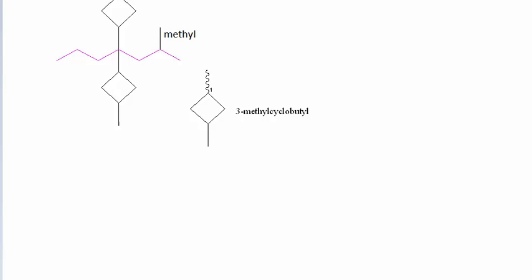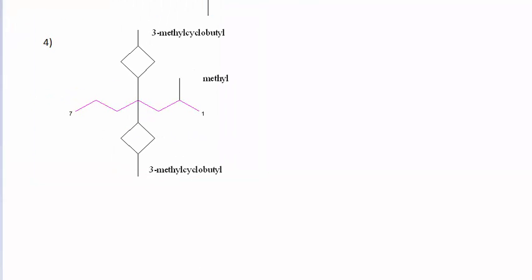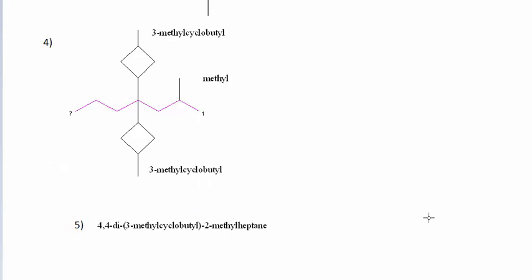So you're looking at something like this, and then you glue all the pieces together in the way that you usually do. You know it's a heptane, so that's going to be in the back, and your final answer is going to be this somewhat complicated 4,4-di-3-methyl-cyclobutyl 2-methylheptane. And remember, these 4's go before the 2 because of alphabetical order.